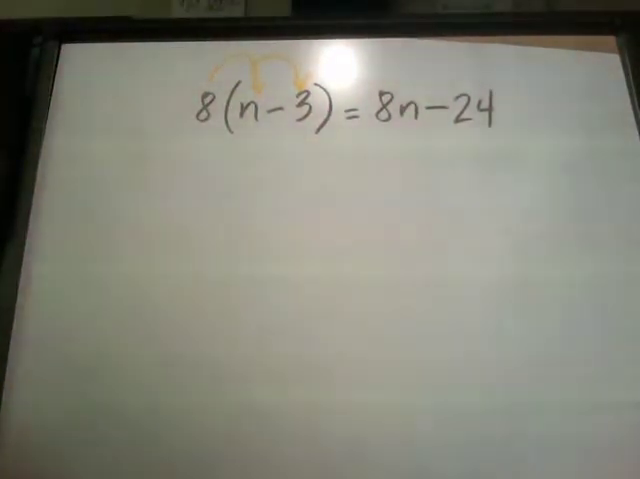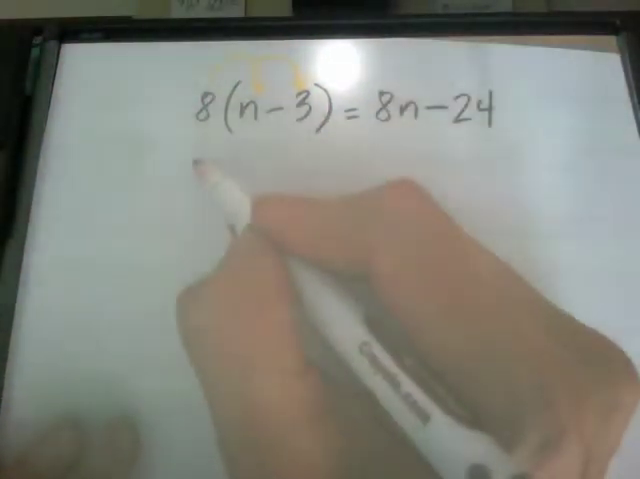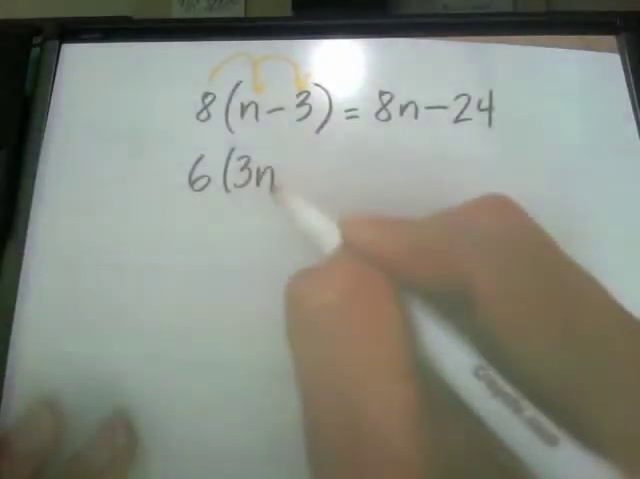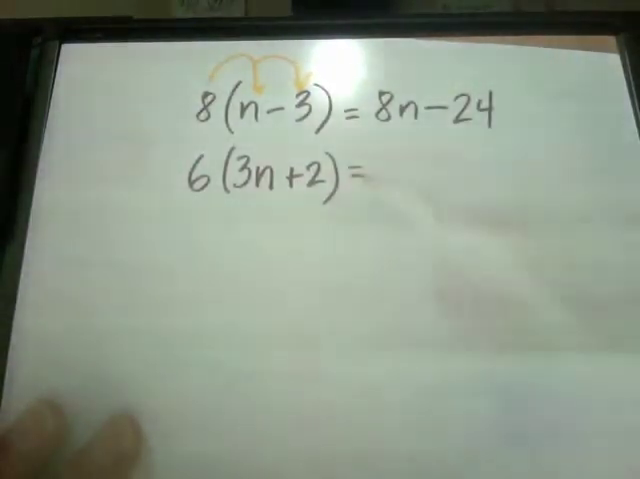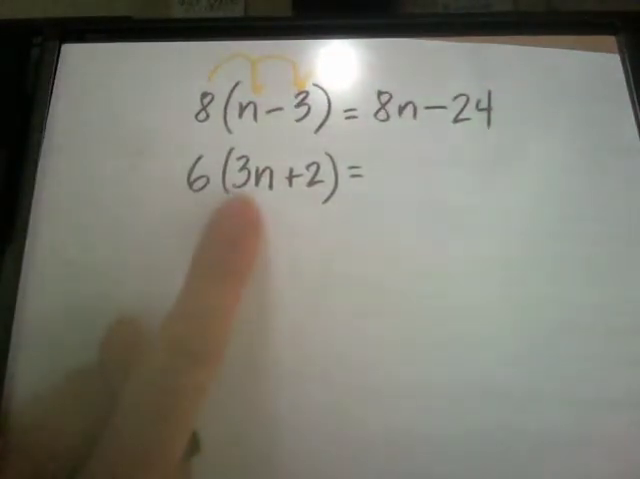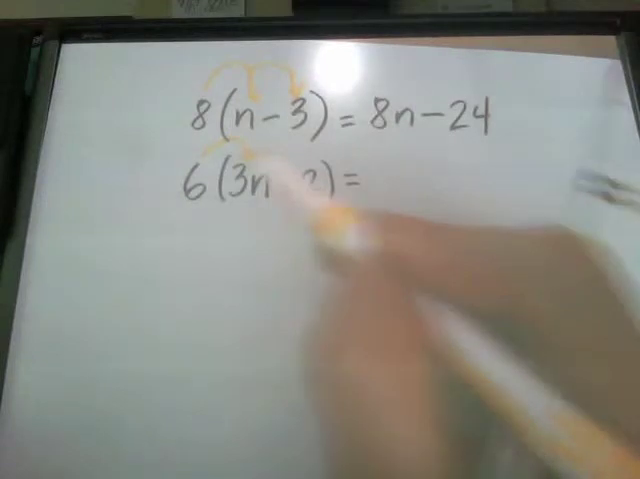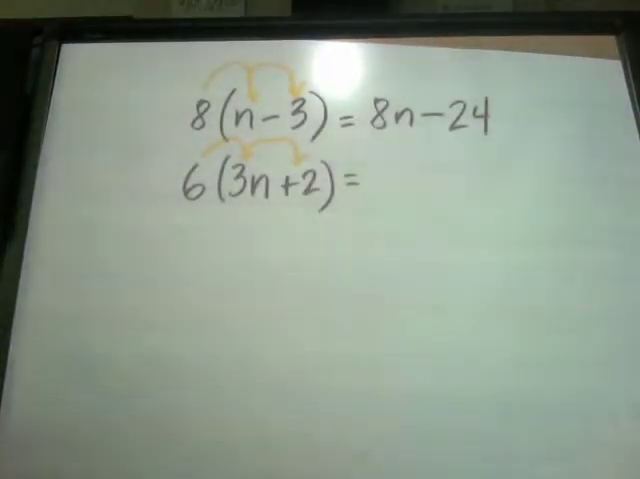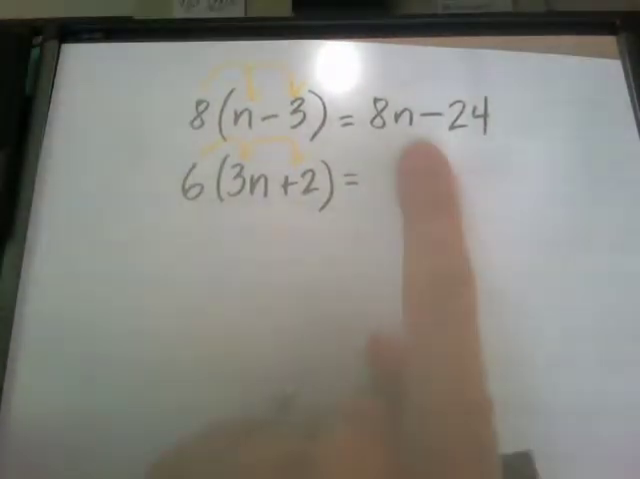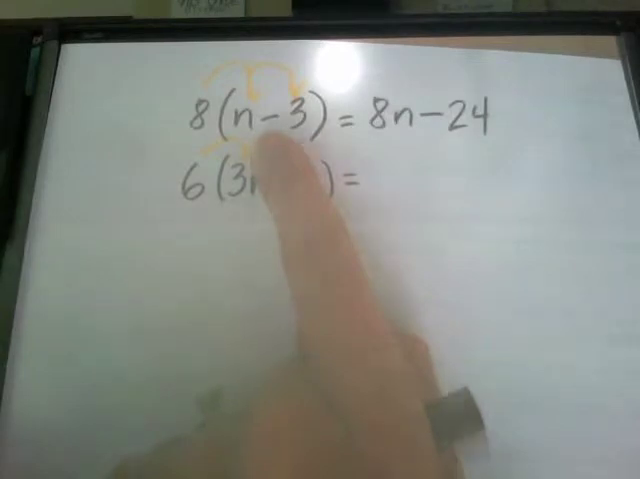Let's make it just one step different. How about 6 times 3n plus 2? The only thing that's different here is I've got an extra number in the parentheses, right? But I'm still doing this the same way. So when you see problems like this is all we're doing. The book actually says write an equivalent expression without parentheses. And all that's saying is, hey, this is equal to this. And this one doesn't have parentheses.